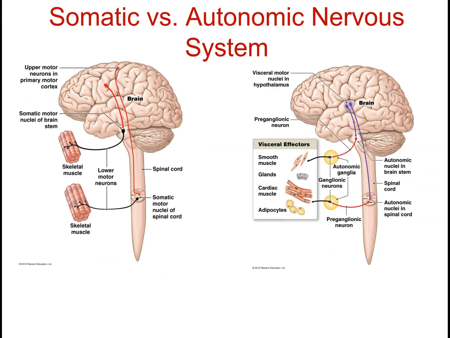So before we can study these in detail, we just have to compare and contrast and make sure we understand the difference between the somatic and the autonomic nervous system. So one of the big ways they're different are going to be the pathways.